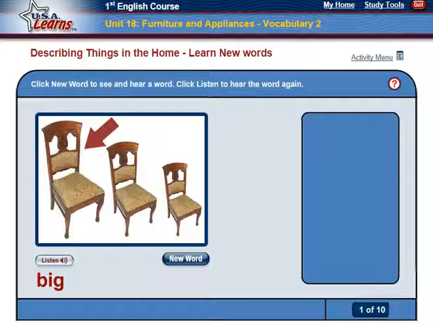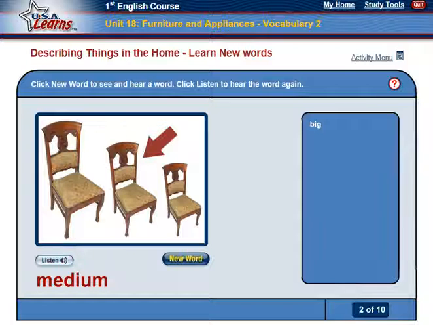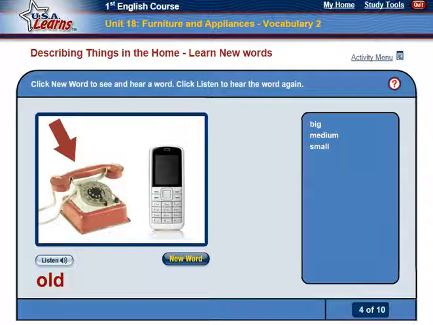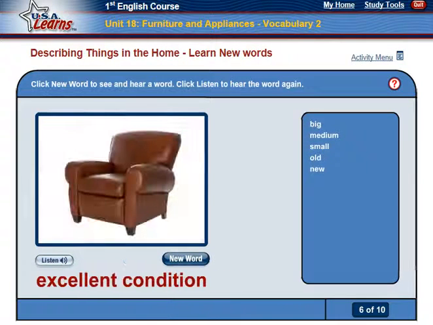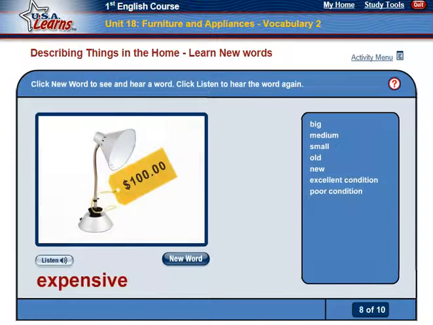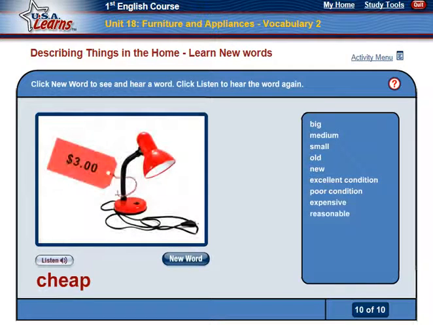Big. Medium. Small. Old. New. Excellent condition. Poor condition. Expensive. Reasonable. Cheap.